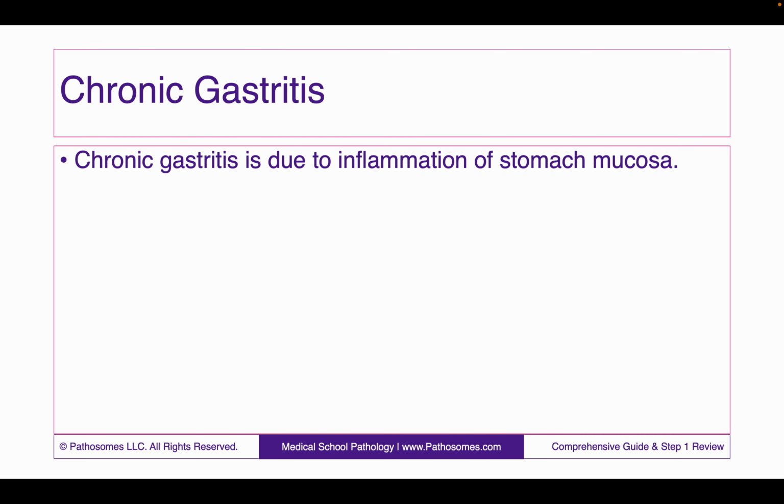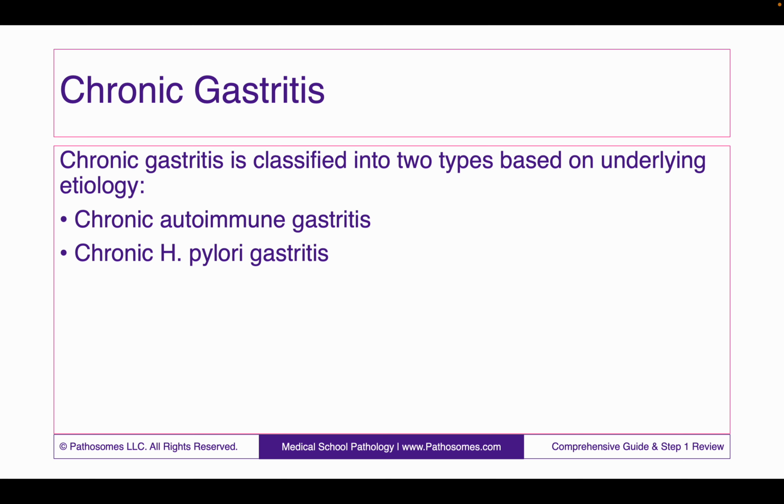Now let's talk a little bit about chronic gastritis. Chronic gastritis is due to inflammation of stomach mucosa that's been prolonged. Chronic gastritis is classified into two types based on the underlying etiology: chronic autoimmune gastritis or chronic H. pylori gastritis, right? Those are the two that you need to know.